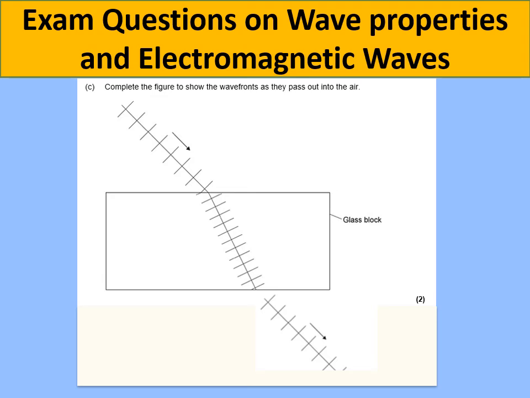Okay, but when it now has to emerge back out into the air, the wave, or the ray at least, will bend away from the normal. The wave fronts will become further apart, and because it's still air, it should be refracted parallel to the incident wavefront and ray in the diagram. So we should have something along those lines, parallel to the incident ray at the other end of the air-glass boundary.